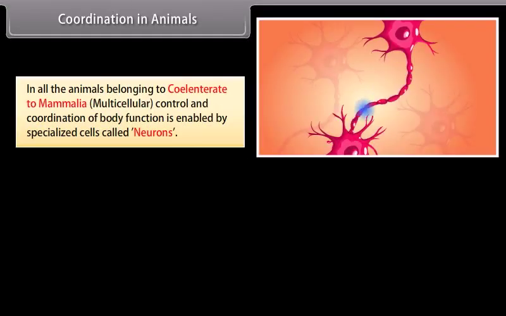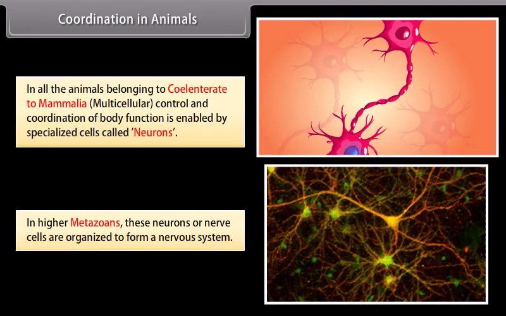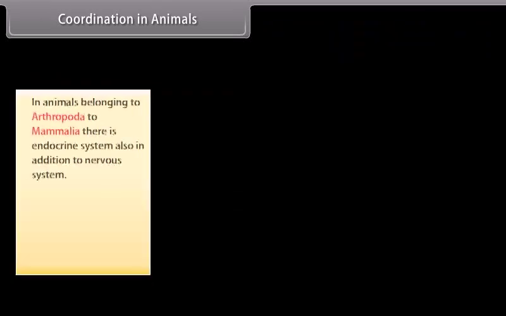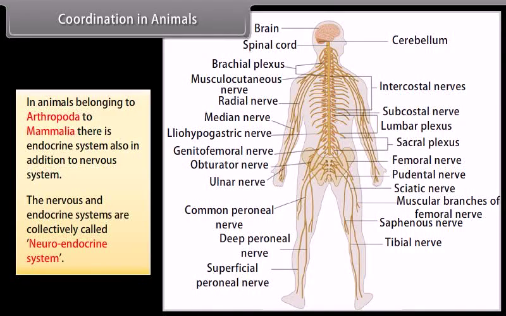Coordination in animals. In all the animals belonging to Coelenterata to Mammalia, multicellular control and coordination of body function is enabled by specialized cells called neurons. In higher metazoans, these neurons or nerve cells are organized to form a nervous system. In animals belonging to Arthropoda to Mammalia, there is an endocrine system also, in addition to the nervous system. The nervous and endocrine systems are collectively called the neuroendocrine system.